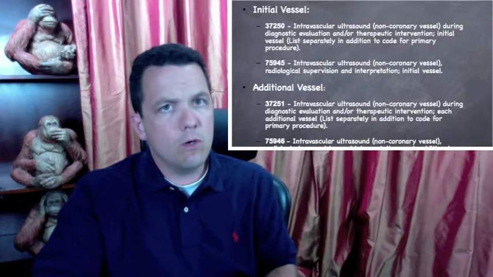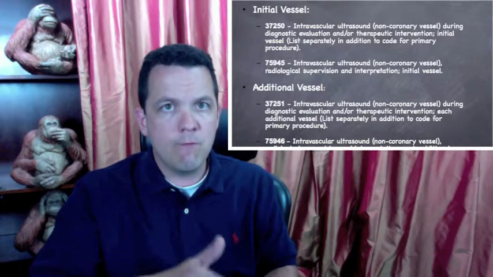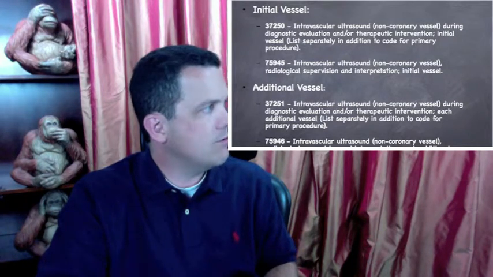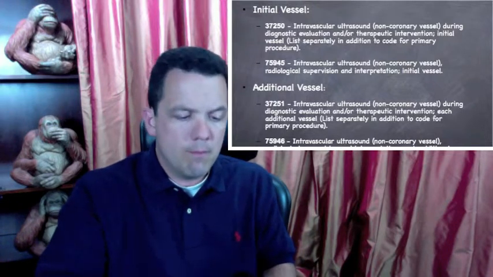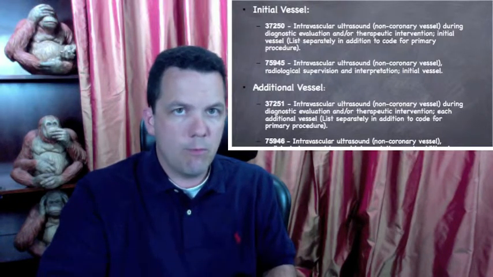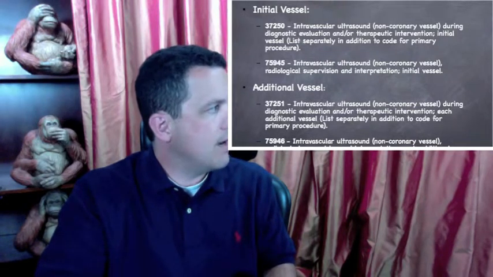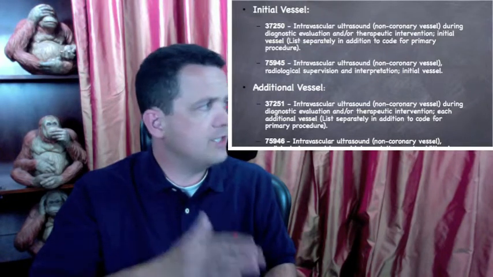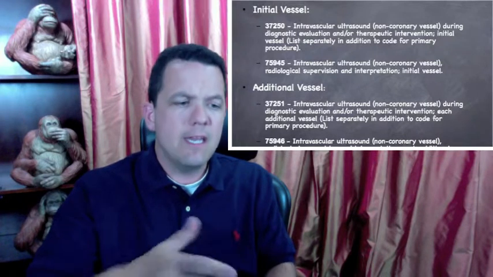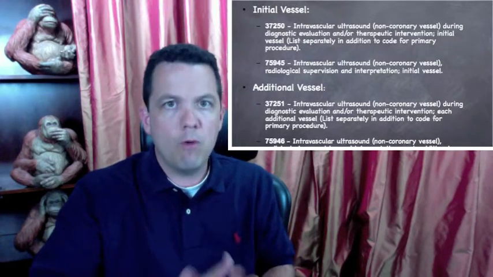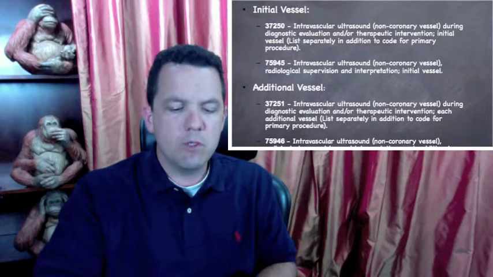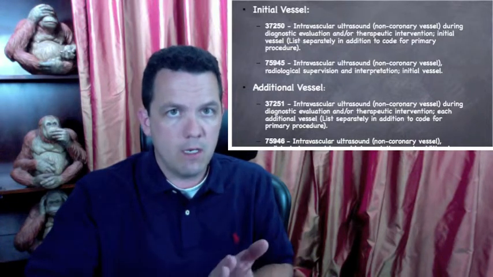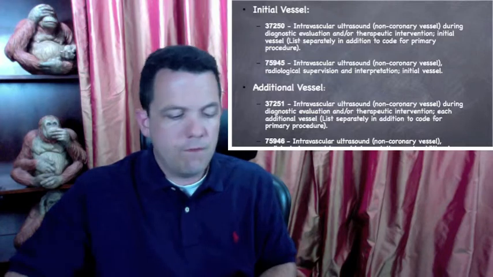Now there's 4 different codes that we have to keep in mind when we're billing for peripheral vascular IVUS. They're each illustrated here. The 37250 and the 75945, we bill both of these codes for the initial vessel that we perform IVUS in. The 37251 and 75946 codes, we're going to bill for each additional vessel that we perform IVUS in. So in any given case, you might see IVUS being performed in one vessel. Occasionally, doctors will do IVUS in multiple vessels, and in those cases, you would bill all 4 of these codes. If the doctor looked at 2 separate vessels using IVUS in both, we get to bill all 4 of these codes.